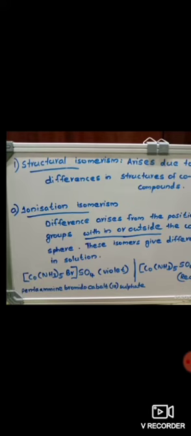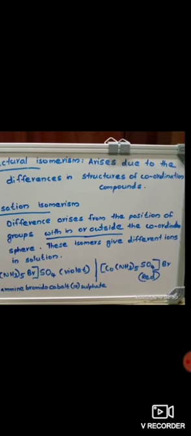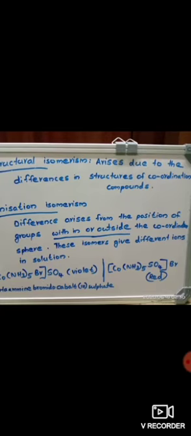From the term itself, ionization isomerism. When the compound is undergoing ionization, there is a difference in the product formed. Different ions are getting ionized even though the two compounds are having same formula. Difference arises from the position of the group within or outside the coordination sphere. These isomers will give different ions in solution.